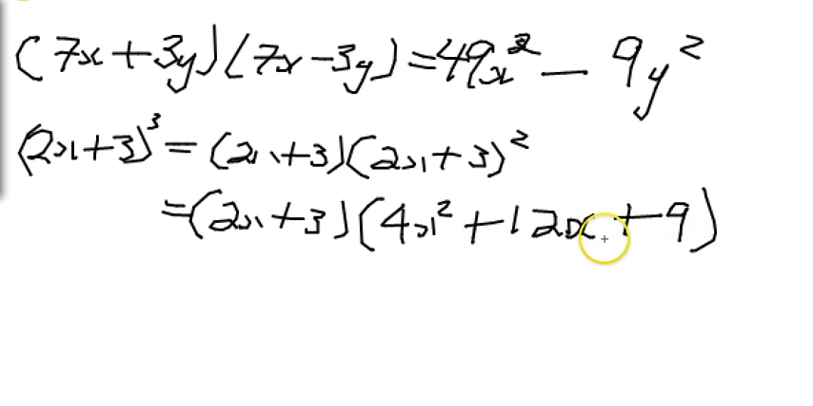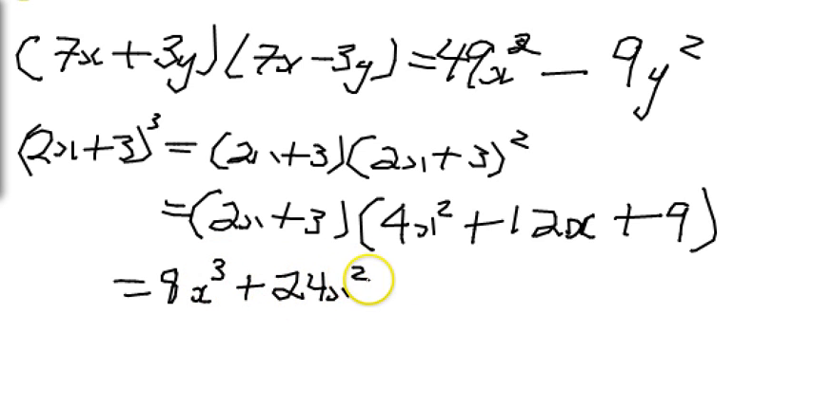So now we're at the case where we have a binomial times a trinomial. Okay, we know how to do that. We know that there will be 6 products. So we start by multiplying 2x, distributing it through the brackets. Okay, so 2x gives me 8x cubed plus 24x squared plus 18x.